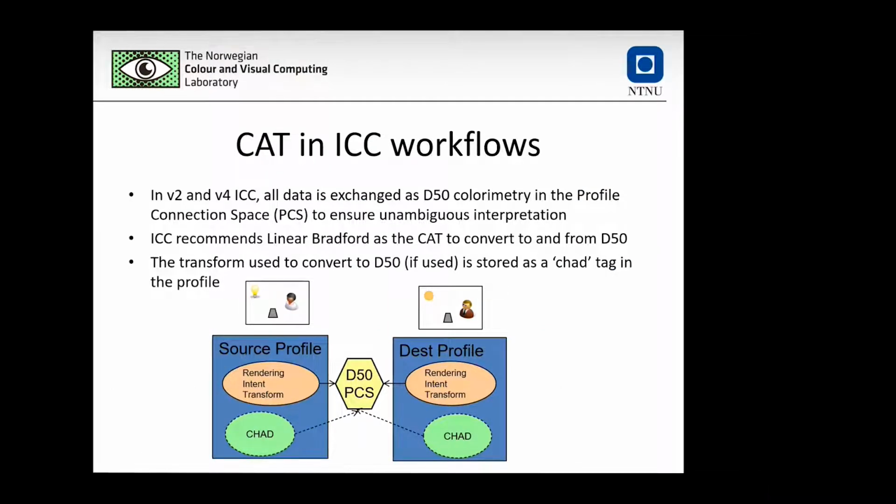So without going into detail of the actual CATs themselves, the ICC recommendation is to use the linear Bradford transform to convert to and from D50. So if I've got anything else, illuminant A, D50, F11, whatever I've got, I simply convert it using linear Bradford, so that I end up with D50 data. And when I've found my linear Bradford matrix to do the conversion, I store that as a tag in the profile. And for the case which is the most common, for D65 to D50, there is a recommended matrix that's actually posted as an ICC technical note, which you can find.